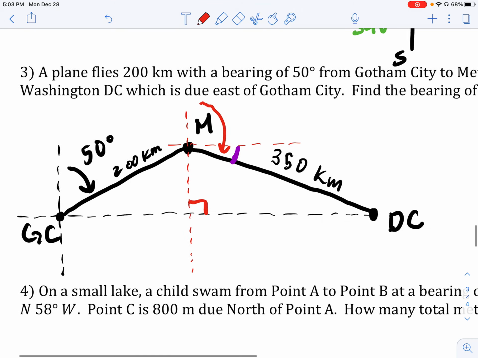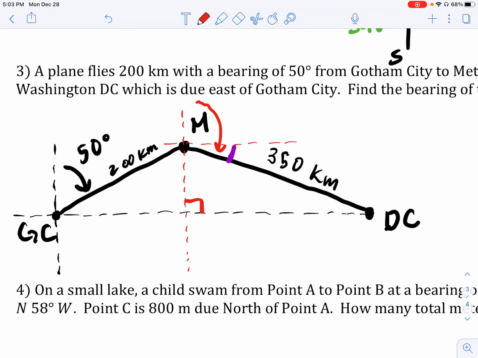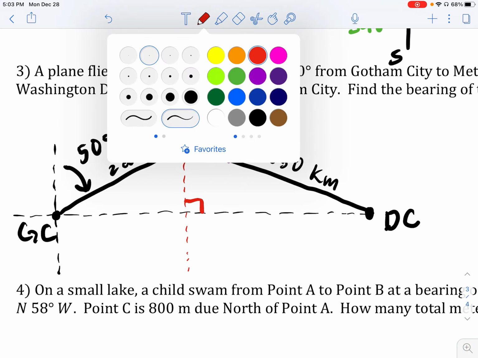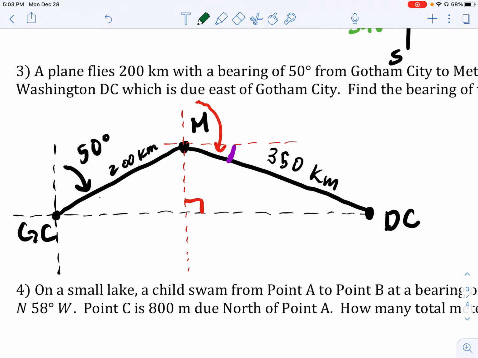And we're going to start back with this given information. Why do you think that I gave you the bearing from Gotham City to Metropolis? That has to play a role here, and it absolutely does. We can say a couple of things. If that angle is 50 degrees, we know that the complement of this angle here has to be 40 degrees.